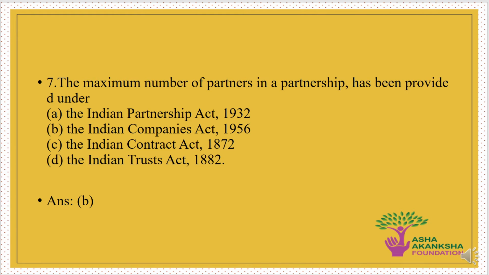The next question is, the maximum number of partners in a partnership has been provided under which of the following acts? The options are A. The Indian Partnership Act 1932, B. The Indian Companies Act 1956, C. The Indian Contract Act 1872, or D. The Indian Trust Act 1882. The correct answer to this question is option B, that is, the Indian Companies Act 1956 provides the maximum number of partners in a partnership firm.